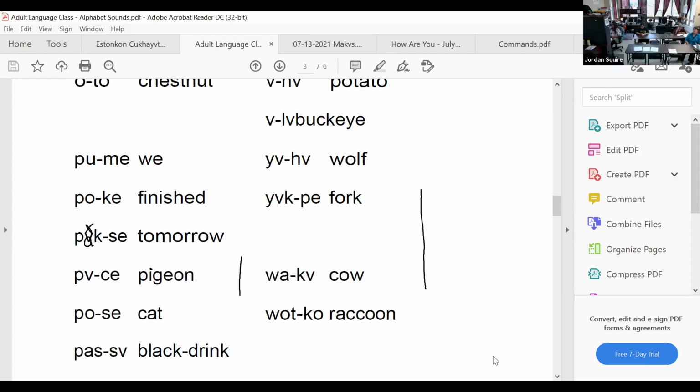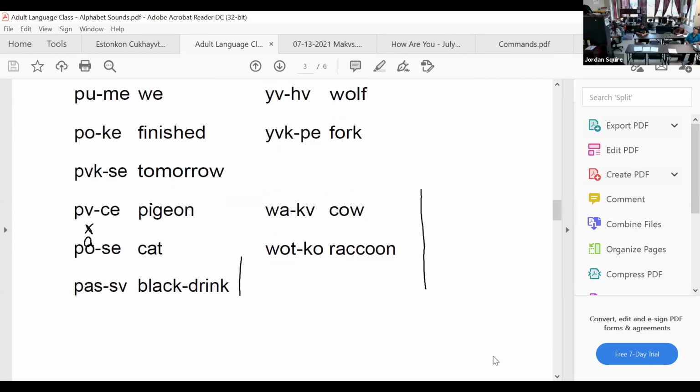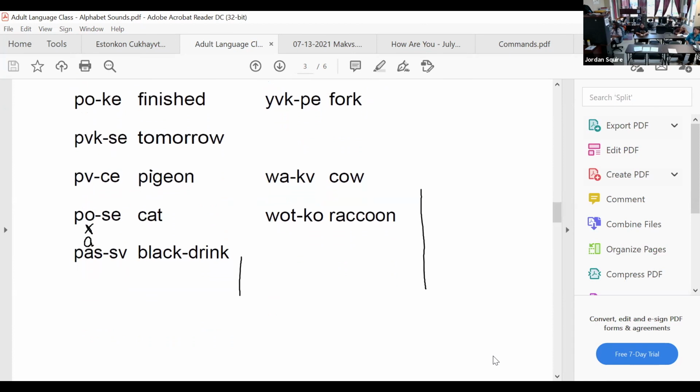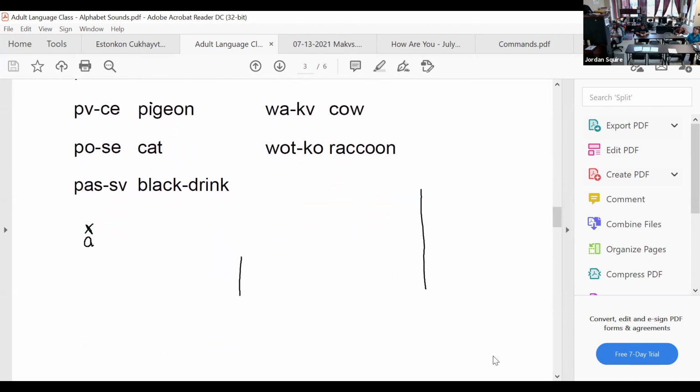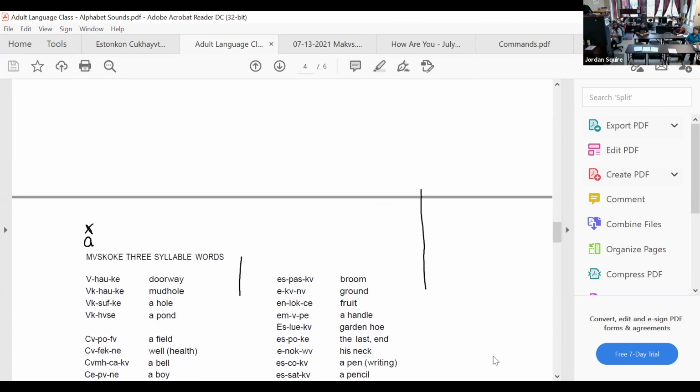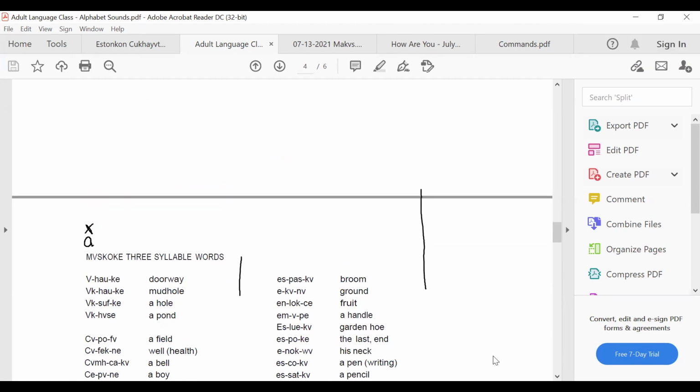But so, okay, cow. Raccoon. Wotko. Hear that? Wotko. And you can get that tone if you say that. Wotko. Hear that tone? You can hear it, the tone.